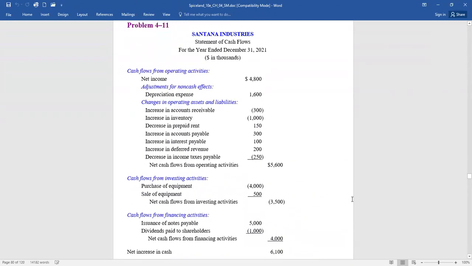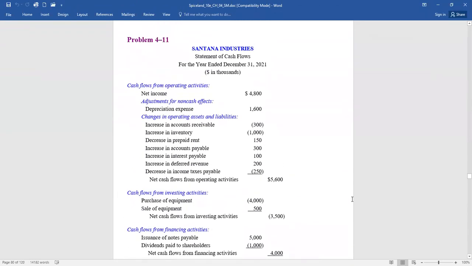Now, there's no information here about other non-cash investing and financing activities, but please make sure you take a read through that. You may see it in other problems.